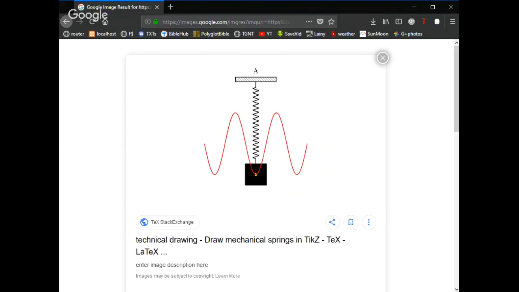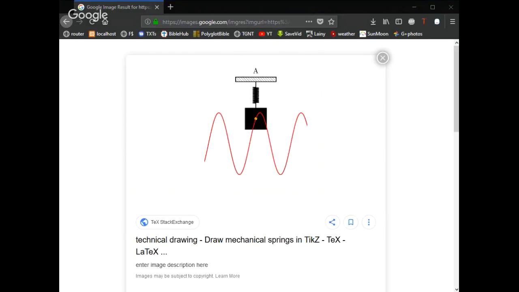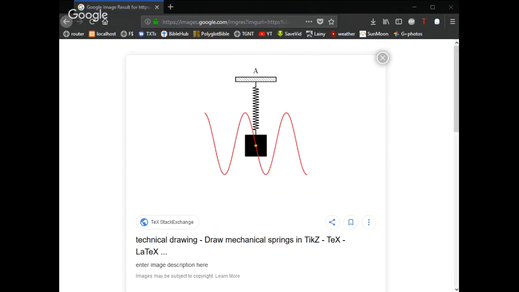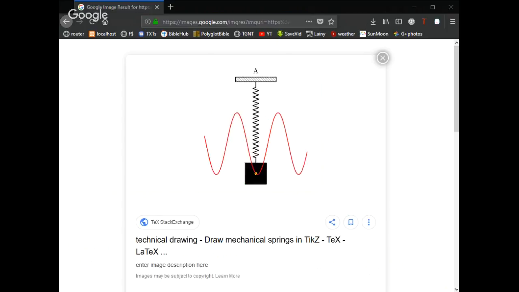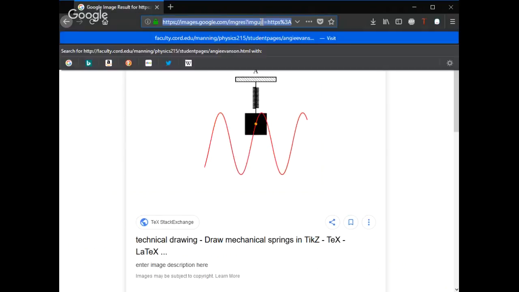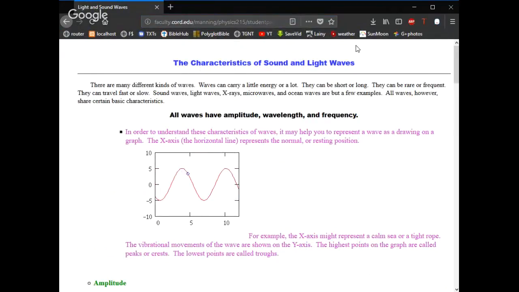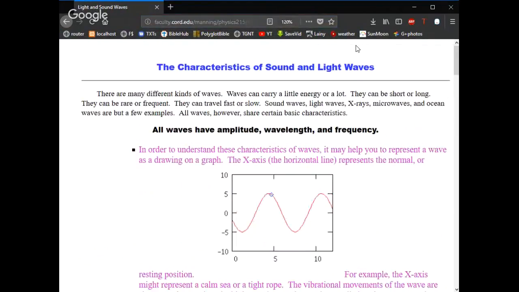So by definition, for something to be a wave, it has to have three components: amplitude, wavelength, and frequency. So now we're going to look at the next page that talks about that. And I suppose I could try to blow this up a little bit. Different kinds of waves carry a little energy or a lot, short or long, rare or frequent, fast or slow. Different types of waves. They're not all electromagnetic, like I said. There's sound waves, light waves, X-rays, microwaves, ocean waves, but they have those three properties to be waves.